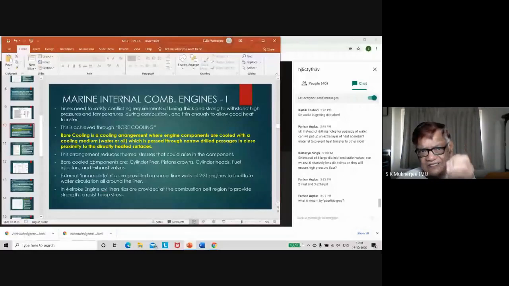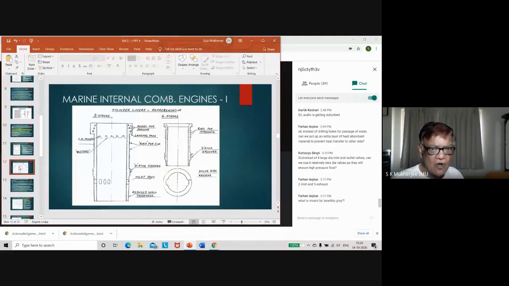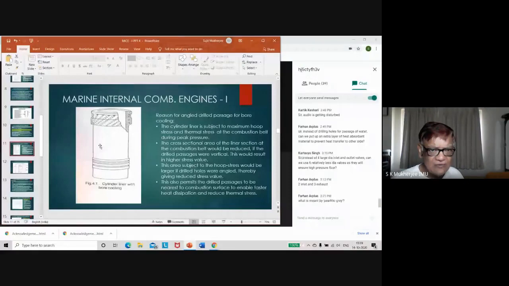External or incomplete ribs are provided on some liner walls in two-stroke engines to facilitate water circulation all around the liner. Now, in that previous diagram, we saw that this part is water-cooled, and the water enters through these bores and it goes into the uppermost part. From there, it goes into the cylinder cover. All right. Now, if the water enters over here, it can simply go up, pass through this bore and come out from there. What about sending the water to this side? Because the inlet of water is from one side and the water has to go to the other side. So what they do, they build ribs. The ribs are protrusions on the surface of the liner to direct the water onto the other side of the cylinder liner wall. All right.